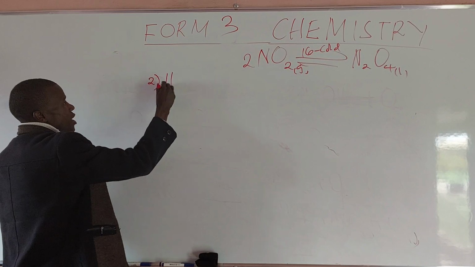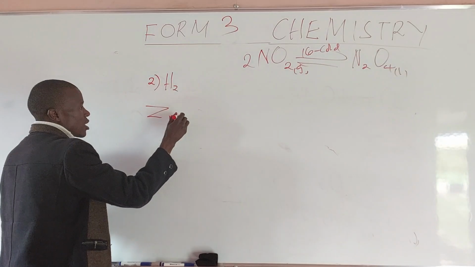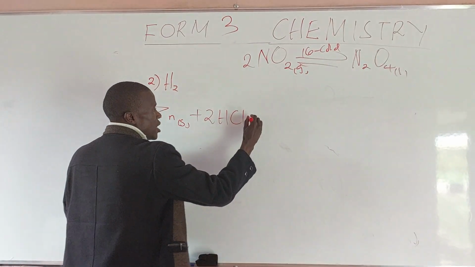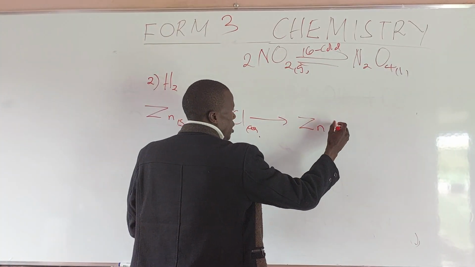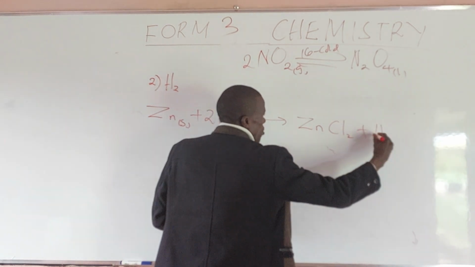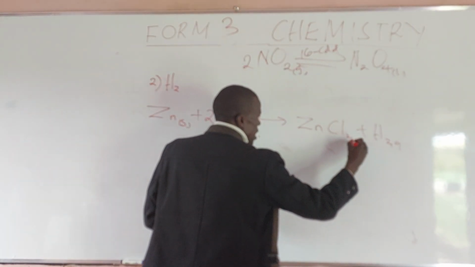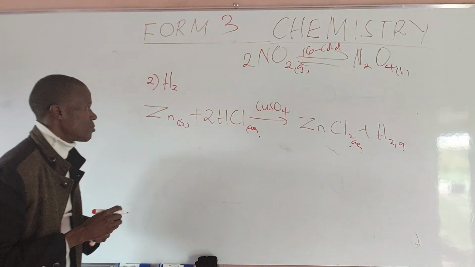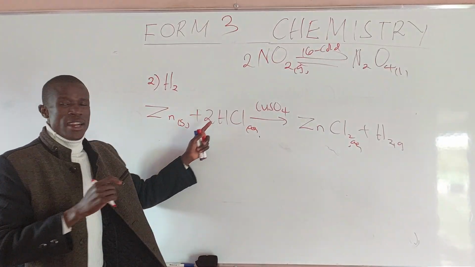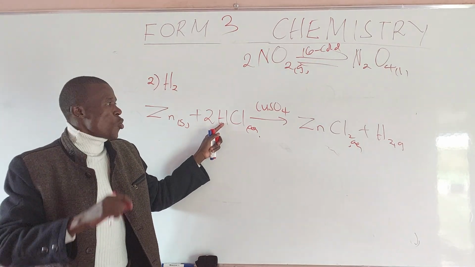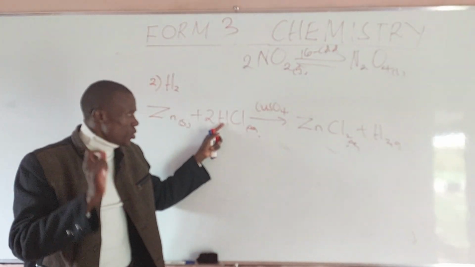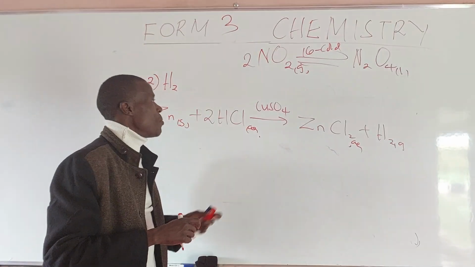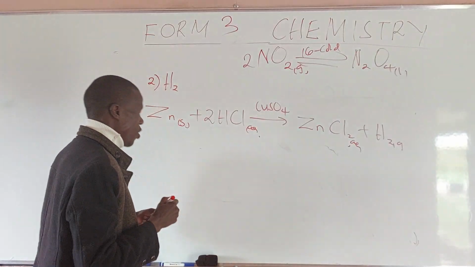Gas number 2, we have hydrogen. We need zinc metal and 2 moles of dilute hydrochloric acid to form zinc chloride and hydrogen gas. The catalyst here is copper 2 sulfate. We cannot use nitric 5 acid here because when nitric 5 acid is used, the hydrogen gas formed is going to be oxidized to form water, because nitric 5 acid is a stronger oxidizing agent.